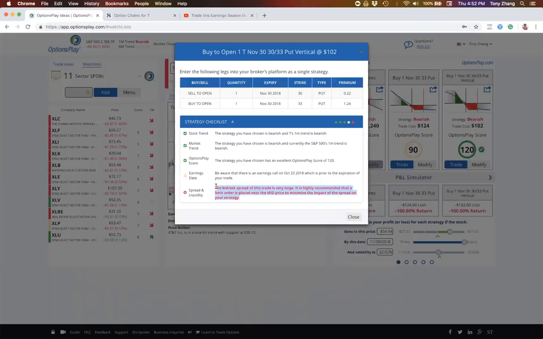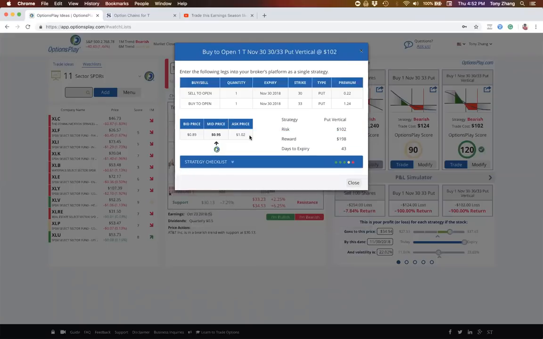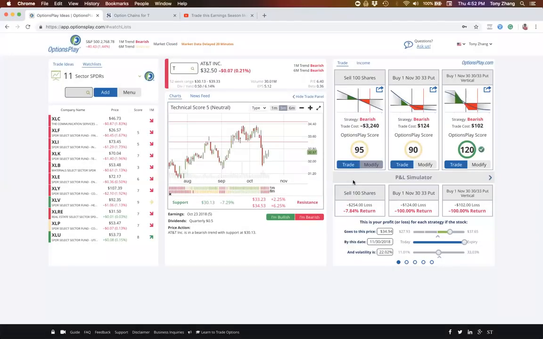So this is telling me the spread on the bid-ask is relatively large. So spread and liquidity is certainly a factor that I want to consider. As an experienced trader, I know how to deal with this. If you're new, you want to learn a bit more about understanding how bid-ask spreads affect your trading before you jump right into it. This is just making you aware of those risks. And then once you enter that trade into your broker's platform, you can send that off for execution.